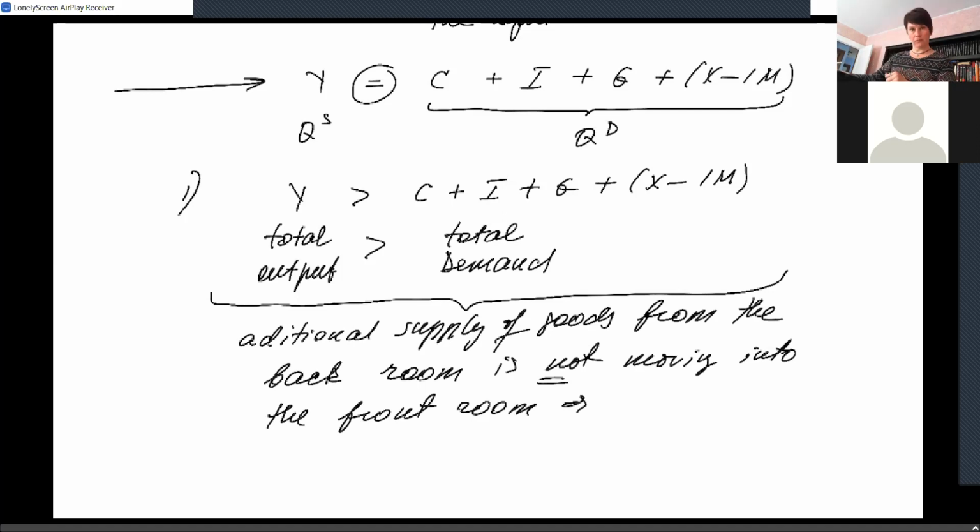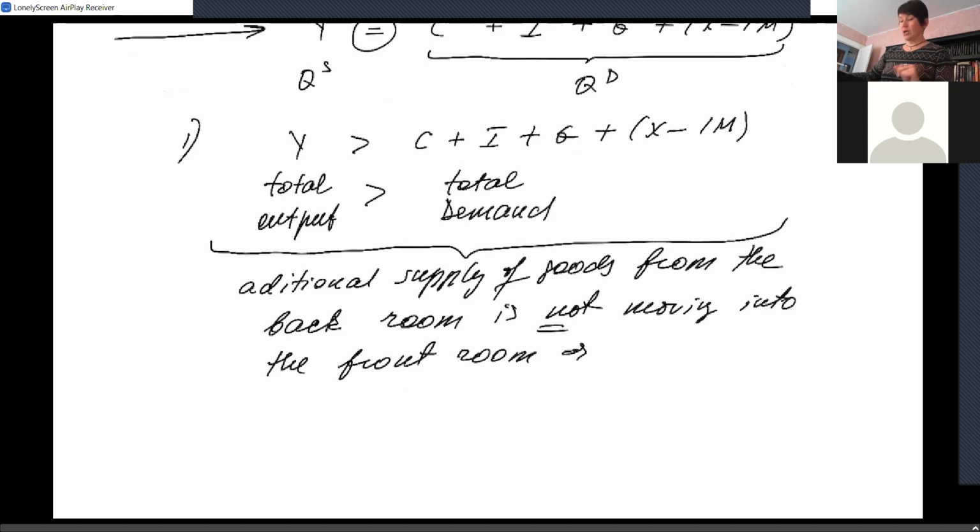Okay, all right? But you need this movement from the back room to the front room because your new shipment of goods is coming, okay? If you don't make space in the back room, you will have no place for the newly shipped goods, right? So if this condition persists, what you will see is your back room, where you hold additional inventories, keep growing.